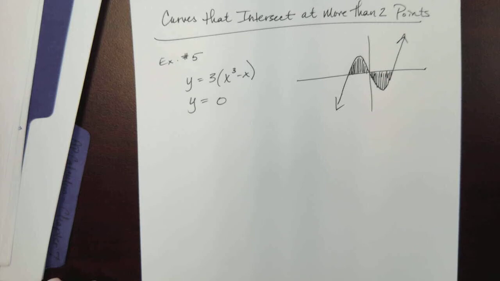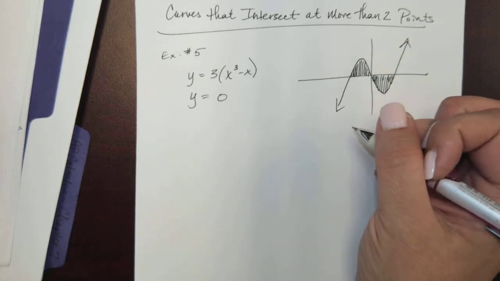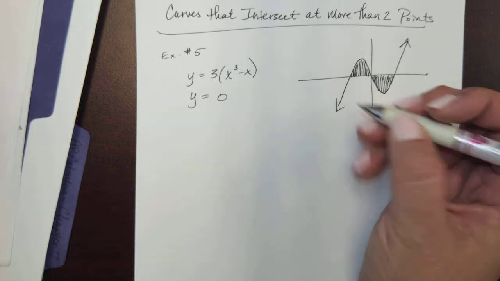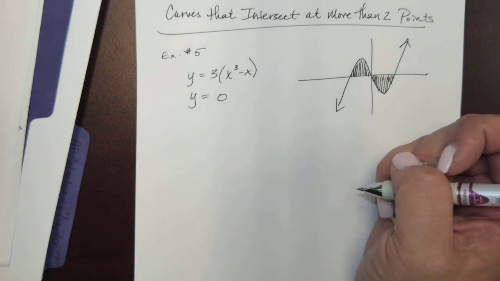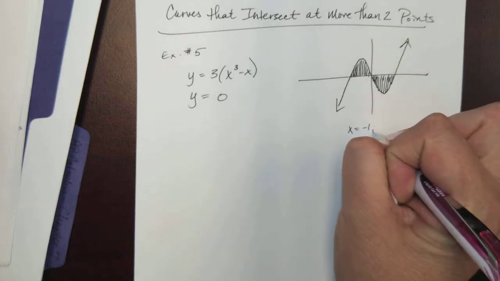Okay? If this were a true calculator question, you can find the intersection points easily, right? Go ahead and do that. Make sure you know how to do that on the calculator. So x equals -1, 0, and 1.